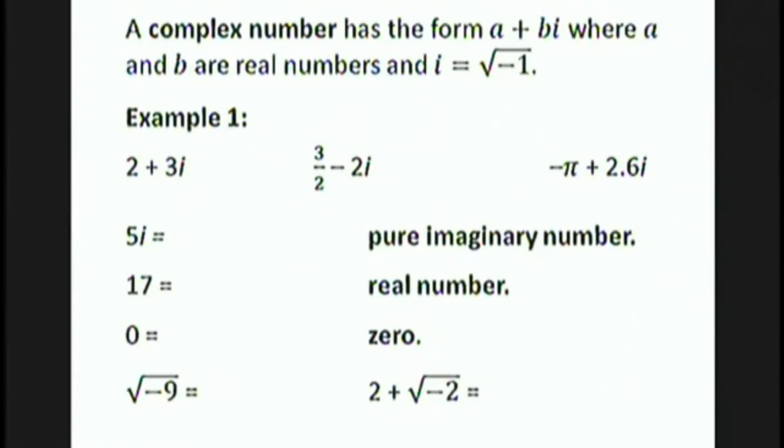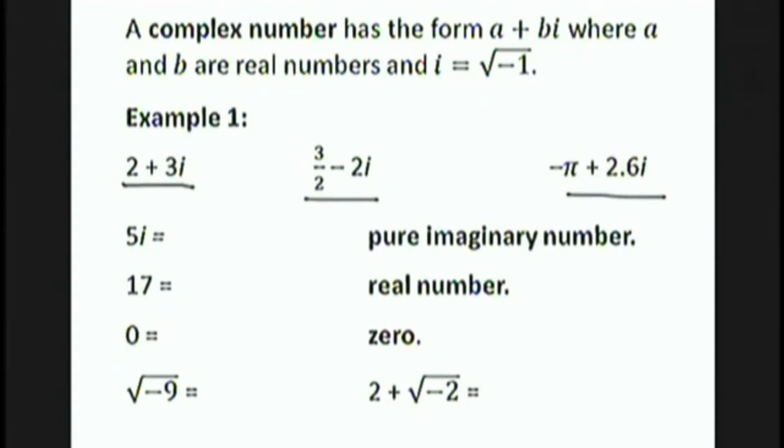A complex number has the form a plus bi, where a and b are real numbers, and i is the square root of -1. So here are some examples: 2 plus 3i, 3 halves minus 2i, negative pi plus 2.6i. Okay, notice that we have a real number plus or minus another real number times i. These numbers do not have to be integers. They could be things like pi and 2.6.